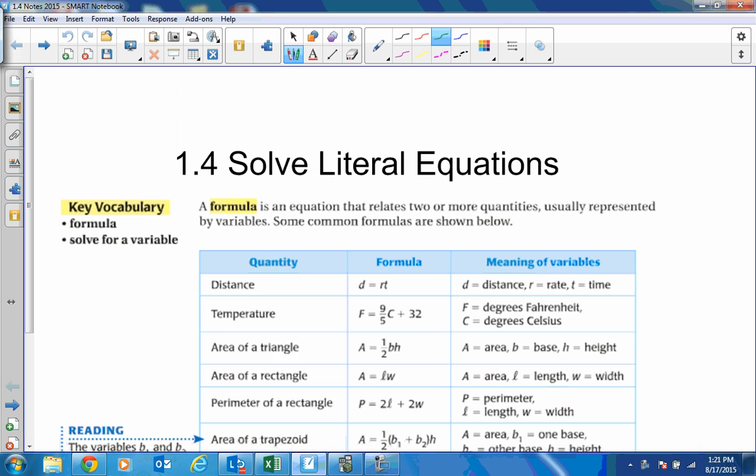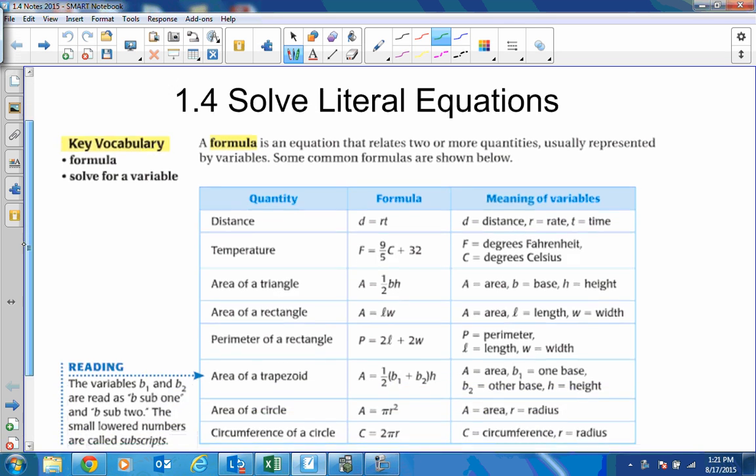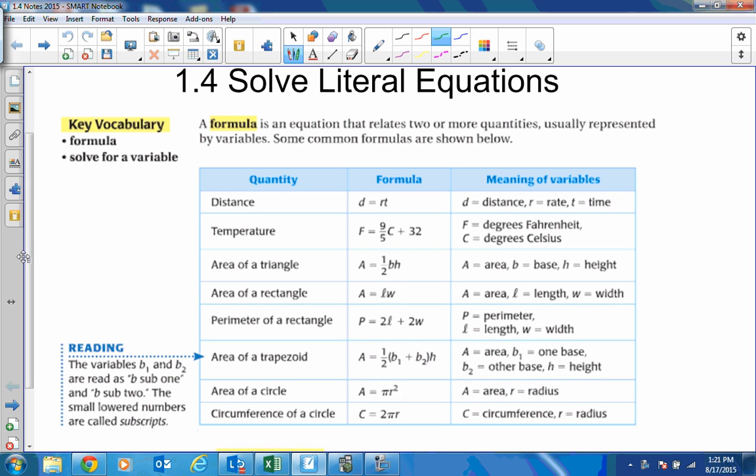Okay, 1.4, solving linear equations. Something you'd be able to do is solve for a particular letter. We practiced this when we did our Celsius Fahrenheit project, going back and forth between Fahrenheit and Celsius. You'll see some equations there.